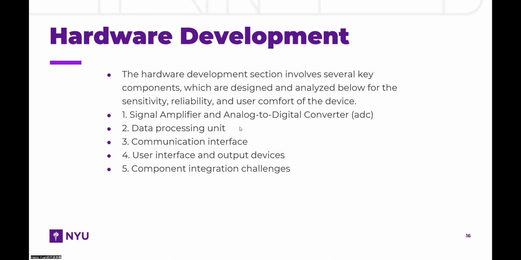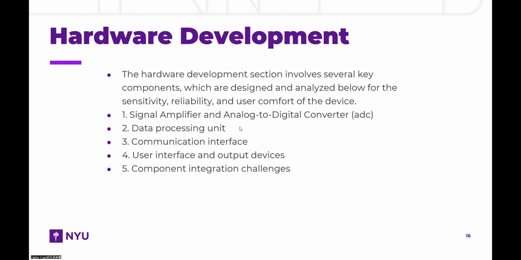The third one is the communication interface. The communication interface can transfer the decoded commands from BCI to external devices or applications. There are two types of connections. First is wired, and second is a wireless module, like Bluetooth, Wi-Fi, and sometimes other wireless protocols.